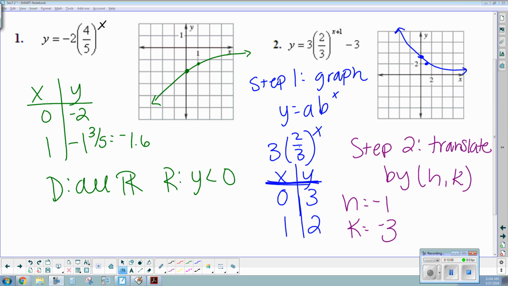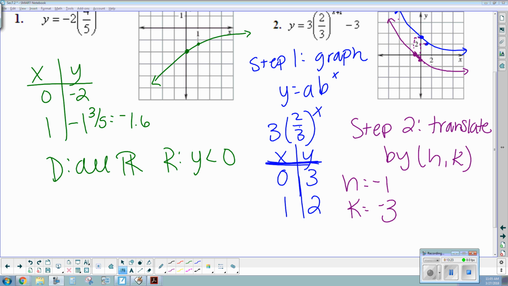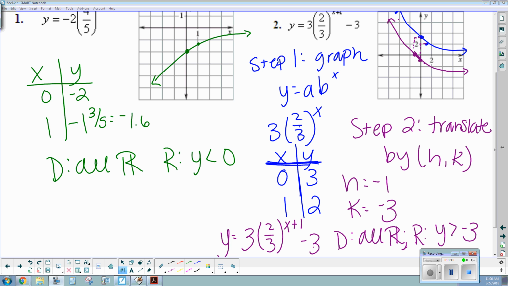And then your second step is to translate by h and k. So you need to identify your h as -1 and your k as -3. And you're going to shift each of those points to the left 1 unit and down 3 units. And then you can identify your domain and your range for that whole function. So your domain is all real numbers, and your range is y is greater than -3.